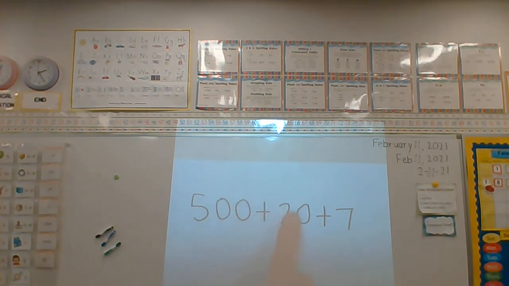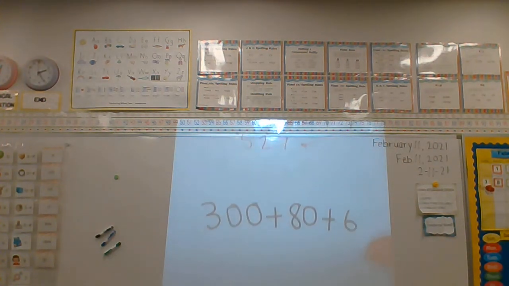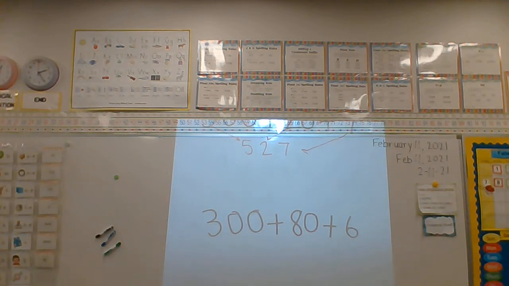500 plus 20 plus 7. Or his name is 527. So we can turn this expanded form into his regular number. 527. Everybody had a job. Okay, what about this one? 300 plus 80 plus 6.